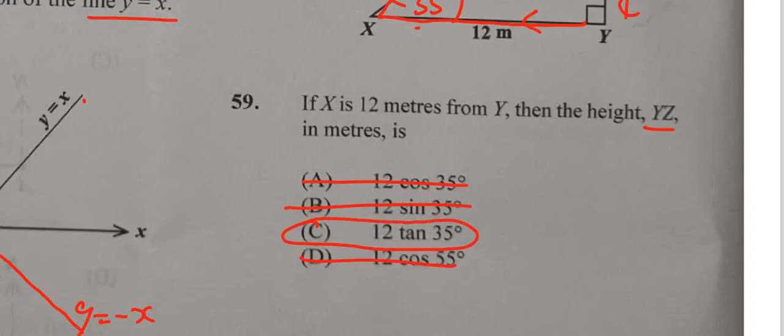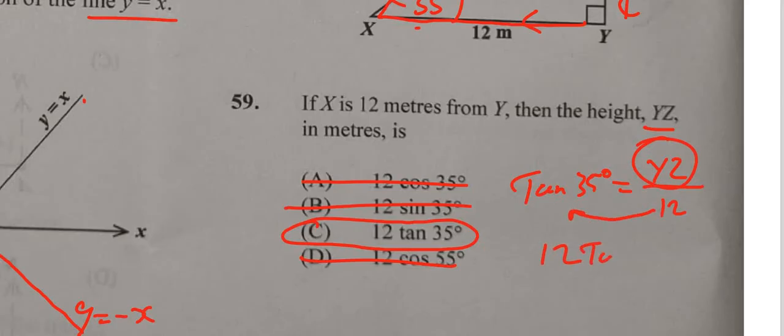But if I do, then it's going to be tangent of the acute angle, which is 35 degrees, which equals the opposite, which I mentioned before is YZ, over the adjacent, which is 12. Since I want to find YZ, I'm going to transpose the 12 to multiplication. So that's 12 multiplied by tan 35, which is equal to YZ. That's how we find YZ: 12 tan 35.